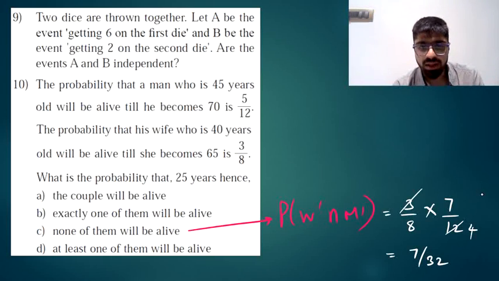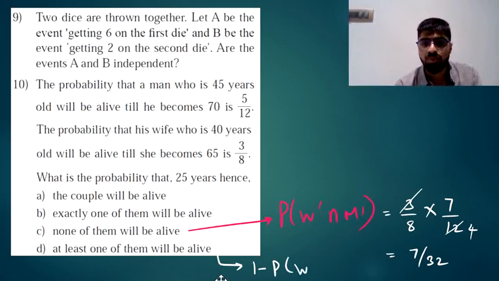And D part says at least one of them being alive. So at least one of them being alive means either one can be alive or both of them can be alive. Well, if you realize, it's the exact complement of both of them being dead. So we can say that at least one of them will be alive or both of them will be dead. And that is why we can say that if this is the complement of the above event, the probability for this event will be 1 minus probability of the complement event, which is both of them being dead.